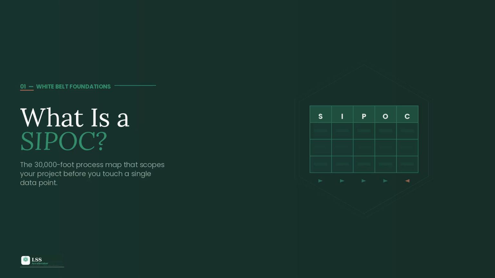The SIPOC is also a communication tool. If you have a new stakeholder, a new department head, someone who just joined the steering committee, showing them your SIPOC is the fastest way to orient them without a 45-minute meeting. It earns its place in every project. Let's look at what actually goes in it.